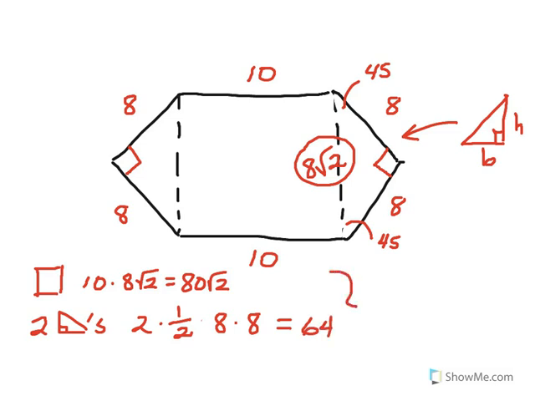So it's the combination of those pieces, the two triangles plus the one rectangle in the middle. So I can write that as 64 plus 80 root 2, because those are not like terms. And if I need a decimal approximation of that total area, I could get one. And that's it for the areas of parallelograms, triangles, and rhombuses.